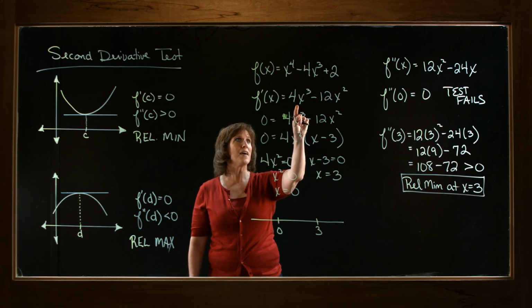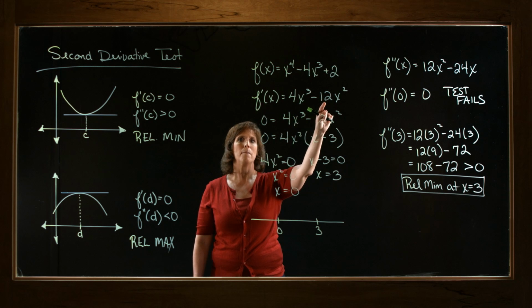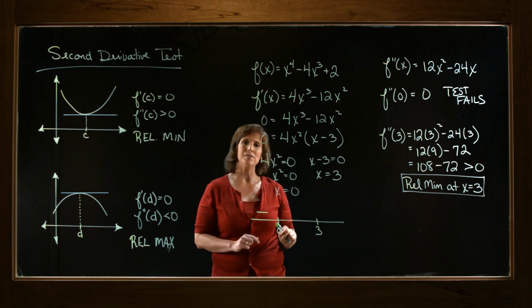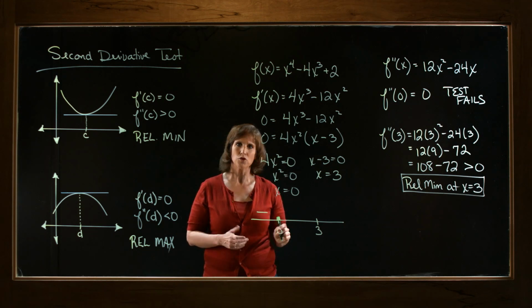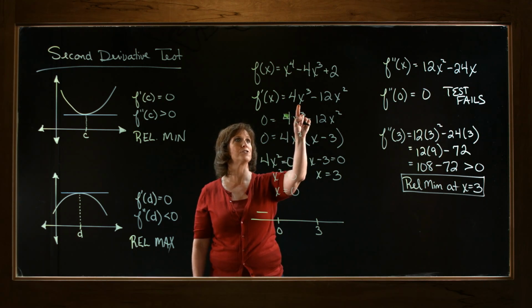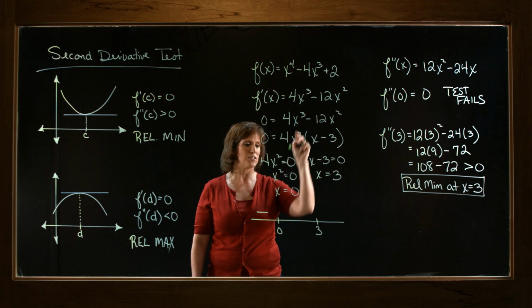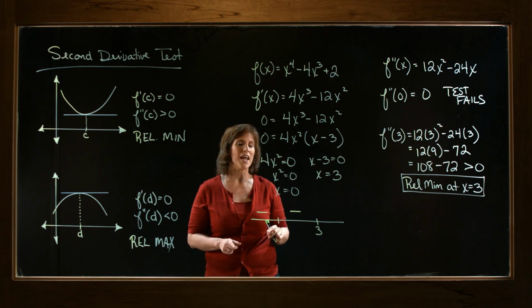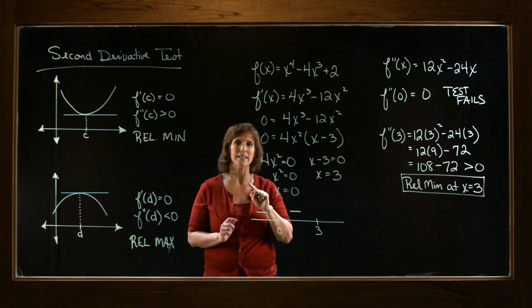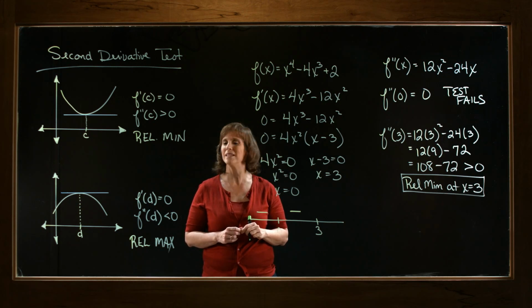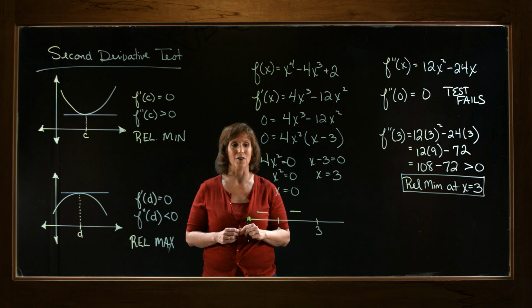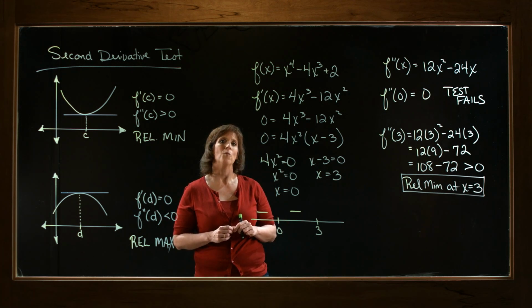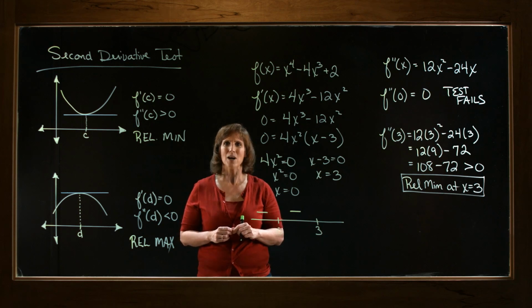If I do that, I'm going to end up with -4 minus 12, which is a negative number. Now I'm going to choose something between 0 and 3. Let's try a 1. When I plug a 1 into the first derivative, I get 4 minus 12, which is also a negative number. Notice that there was no change from increasing to decreasing. It was strictly decreasing the whole way through, which means that there was no relative extrema occurring when x equaled 0. Our only relative minimum was when x equaled 3. I hope this helps. Thanks.